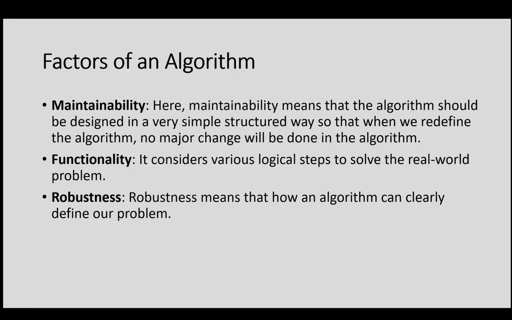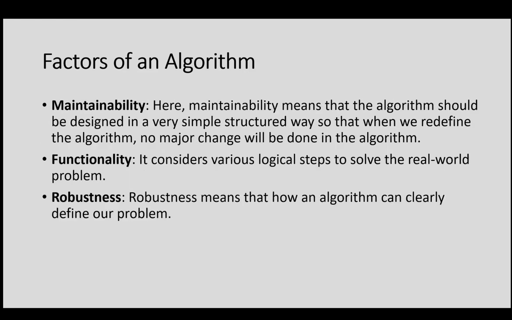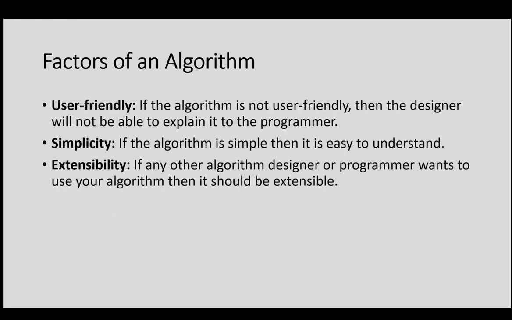Next thing is functionality. This is the main thing. If you're writing an algorithm but it is not functioning properly, it's a waste. It considers the various logical steps to solve the real world problem, that is functionality. And next thing is robustness. Robustness means how an algorithm can clearly define our problem, whether it is right or wrong. So whatever algorithm we build needs to be robust. And the sixth one is user friendly. If the algorithm is not user friendly, then the designer will not be able to explain it to the programmer. Got it?